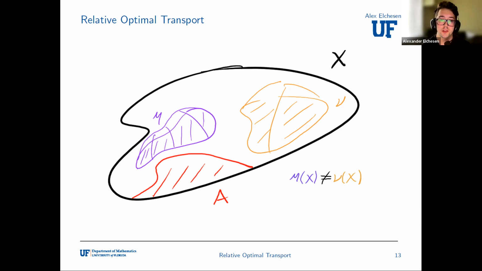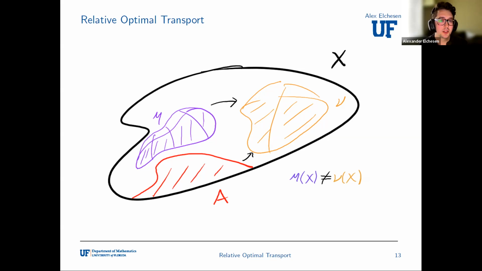So suppose I have two measures mu and nu on some metric space X. Now suppose that mu and nu don't have the same total mass. Let's say mu has more mass. How can we possibly match these measures? Well, suppose we have some subset A, which we designate as an infinite reservoir of mass. Then we could move all the mass of mu over to nu, and whatever's left over, we could borrow from A.